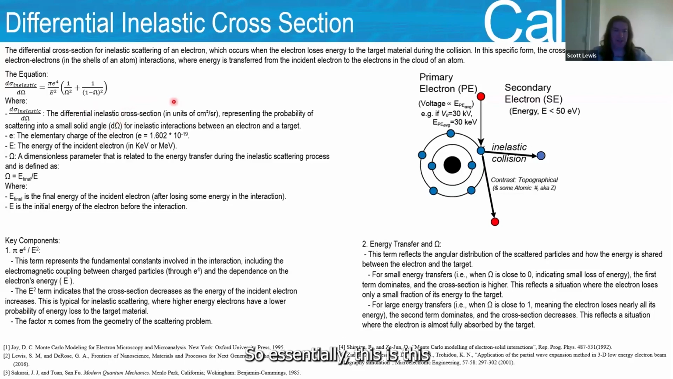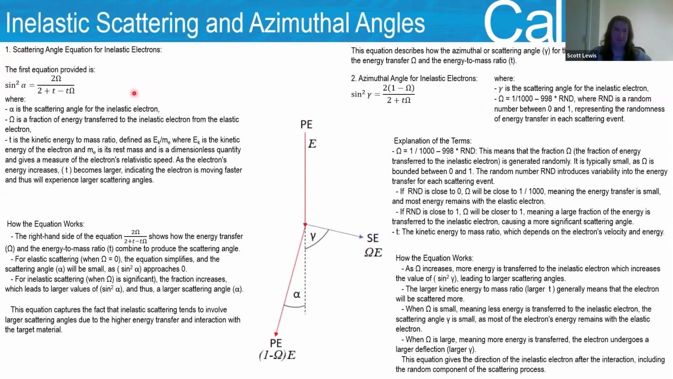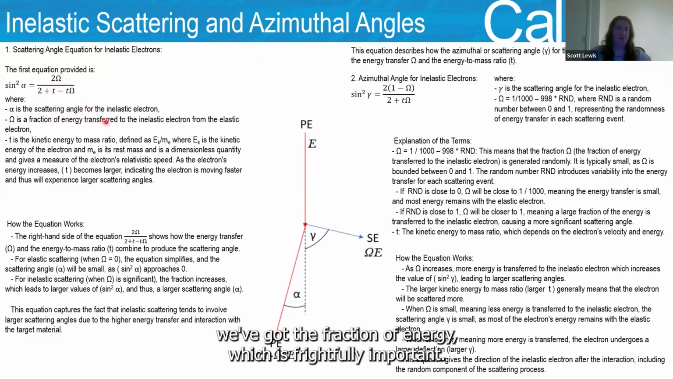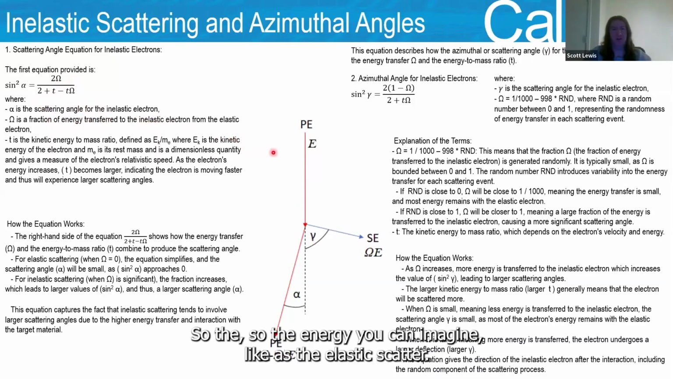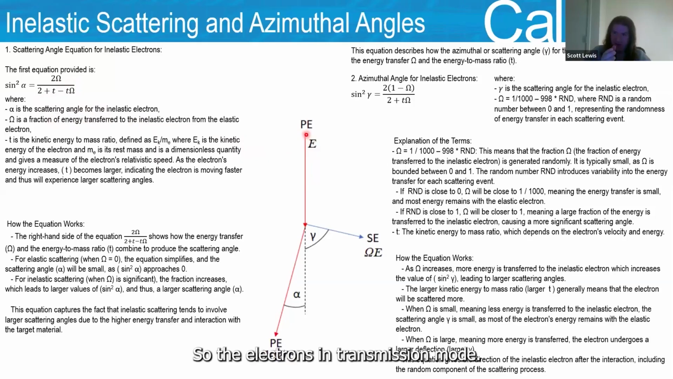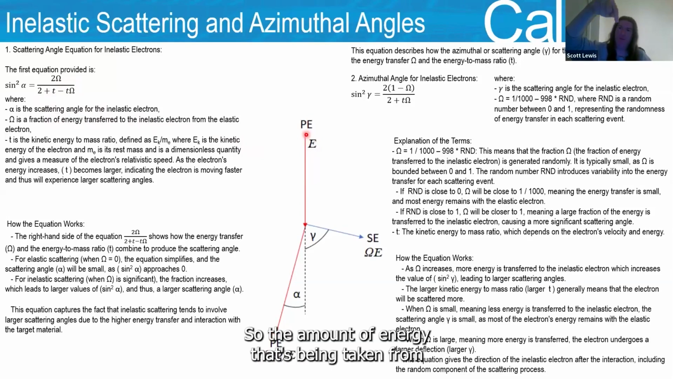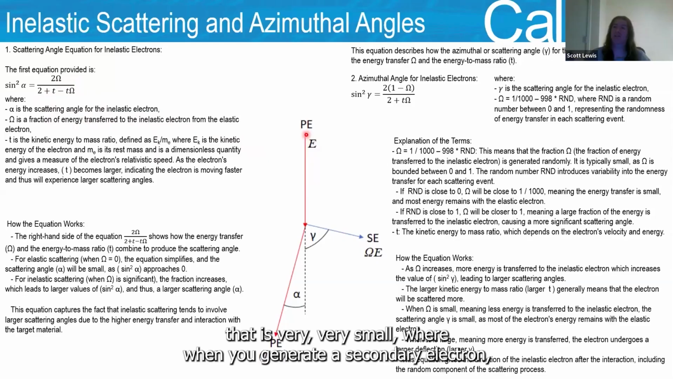So essentially, this is the equation that we need. Then we need to find the scattering angles, which is governed by these again. So we've got the scattering angle, we've got the fraction of energy, which is frightfully important. So the energy, you can imagine, is like the elastic scatter, right? The electrons are in transmission mode. As the electrons go through the resist, that's what we call transmission. So the amount of energy that's being taken from that is very, very small.